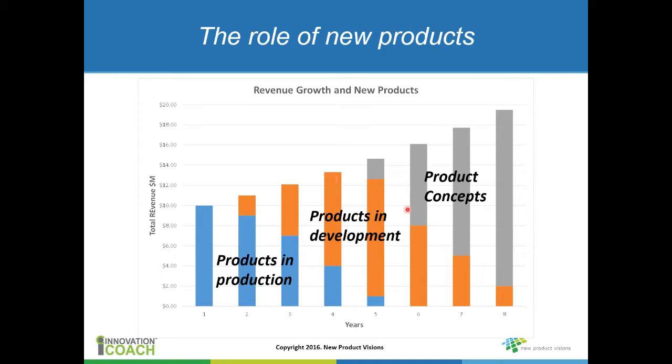But then there's a third category of all these product concepts that are percolating, so to speak, through the company, that you have to make some decisions about and pick the right ones in order to continue to grow the business in the long term. So that's what we're going to be focusing on today: the process that we call portfolio management, to help make those decisions on new products to allow you to continue to grow your top line revenue.